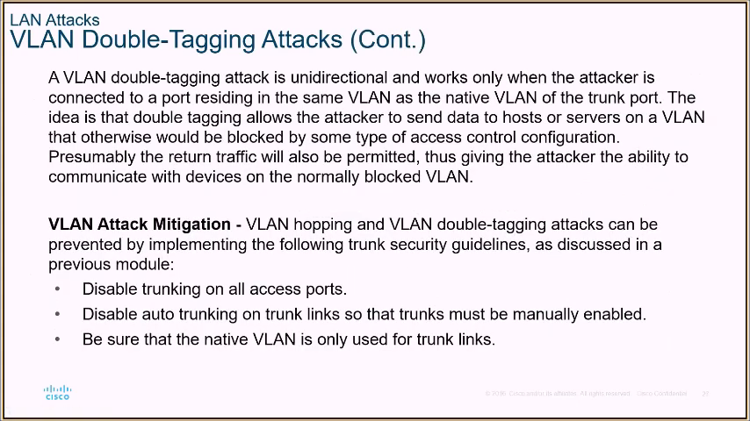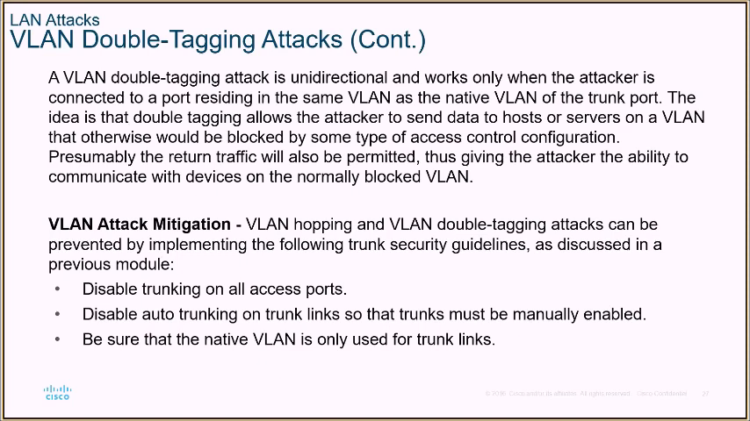So a VLAN double tagging attack is unidirectional and works only when the attacker is connected to a port residing in the same VLAN as the native VLAN on the trunk port. The idea is that double tagging allows the attacker to send data to hosts or servers on a VLAN that otherwise would be blocked by some type of access control configuration. Presumably, the return traffic will also be permitted, thus giving the attacker the ability to communicate with devices on the normally blocked VLAN. So how do we mitigate these things?